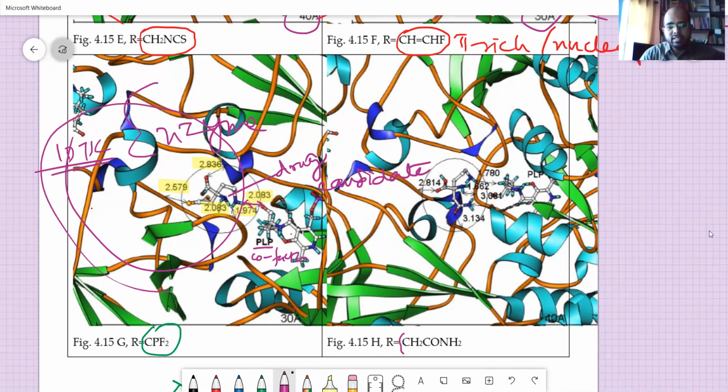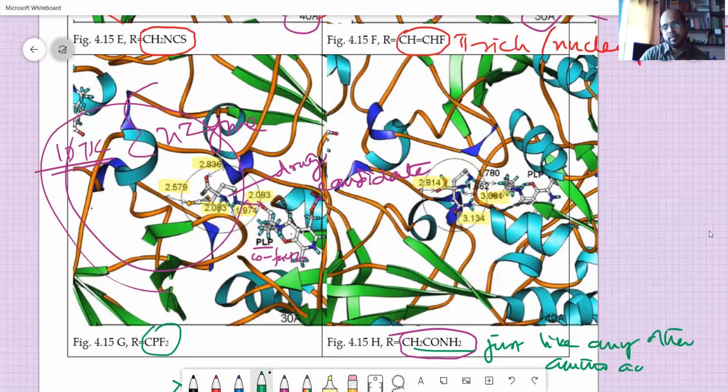And the last derivative which I have taken is an amide derivative. In the amide derivative, you can see that the values are very high, maybe 3.13, 3.0, and 2.8. The values are relatively higher because the amide is just like any other amino acid. So maybe there is not very good interaction.